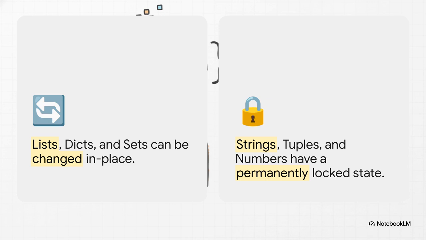But on the flip side, we have immutable types. Strings, tuples, and all of your numbers. They exist in a permanently locked state. If you want to change an immutable object, you literally can't. You actually have to throw out the old brick and tell Python to build a completely new one in a totally different spot in memory. Knowing this one rule will save you from so many incredibly frustrating bugs down the line.